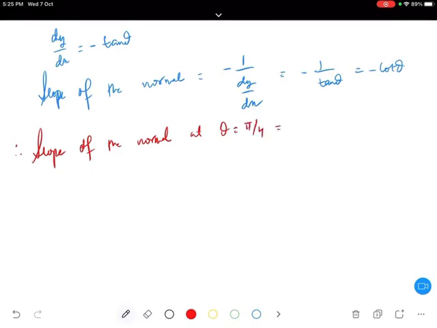Achha, now the slope of the normal at theta equal to pi by 4 is equal to minus cot pi by 4. And what is the value of cot pi by 4? Can anybody tell me what cot pi by 4 is equal to? Come on guys, tell me fast. Cot pi by 4 is equal to how much? 1. Yes. So the answer is minus 1. That's it. Question number 5 is done.